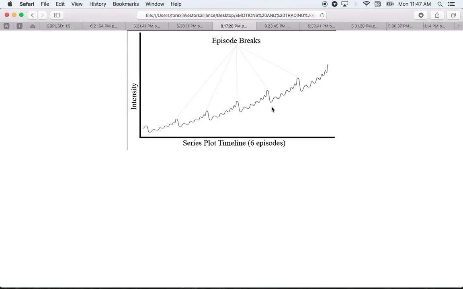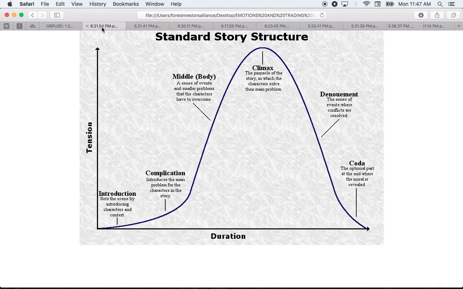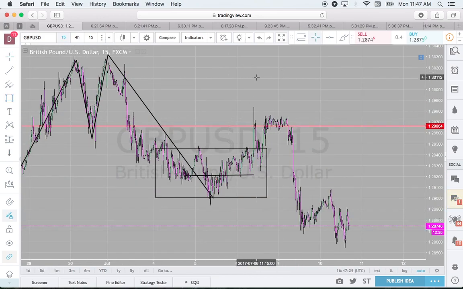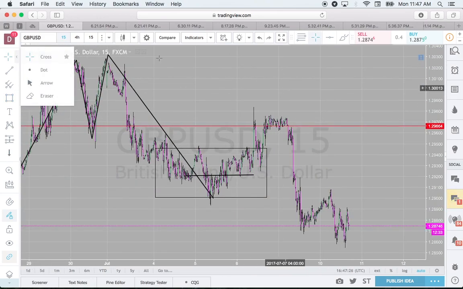And this is what happens in Forex as well. The end and the beginning of each day always end and begin in consolidation. Always, always, always. 99% of the time, you will see the end and the beginning of the day connect to each other in consolidation.